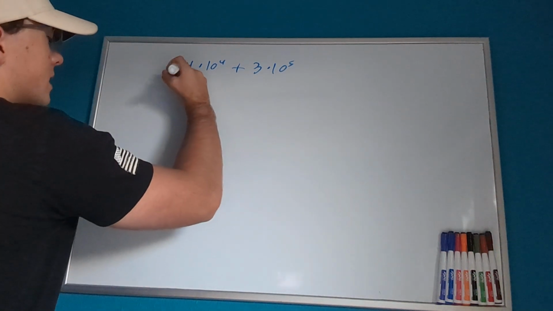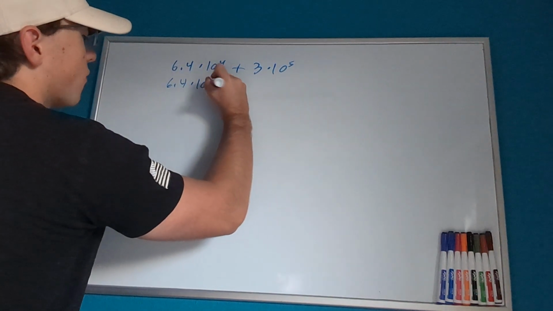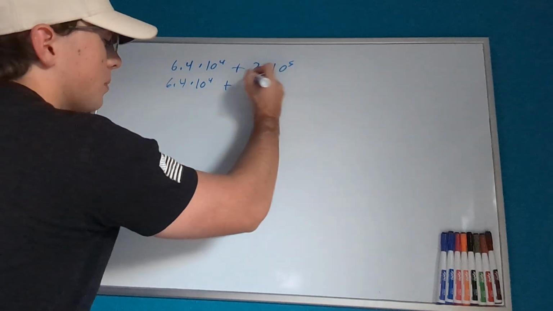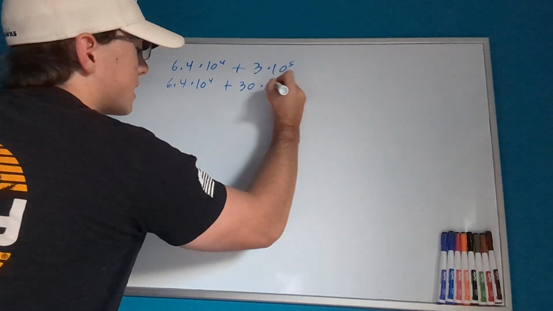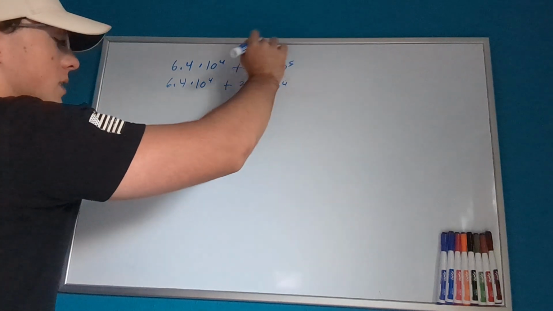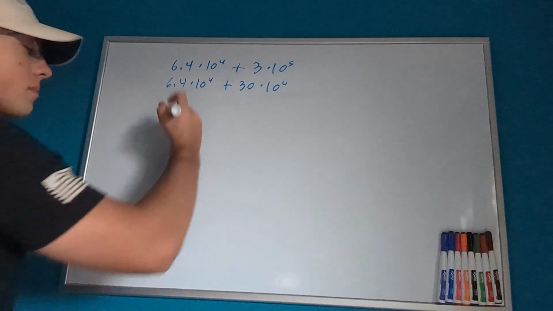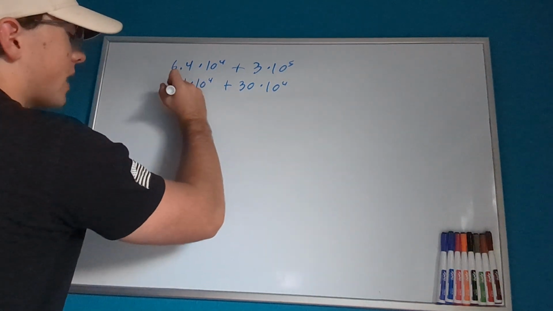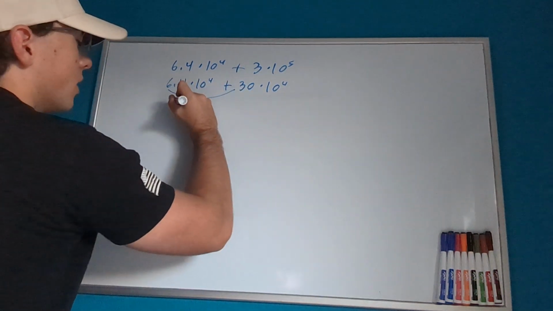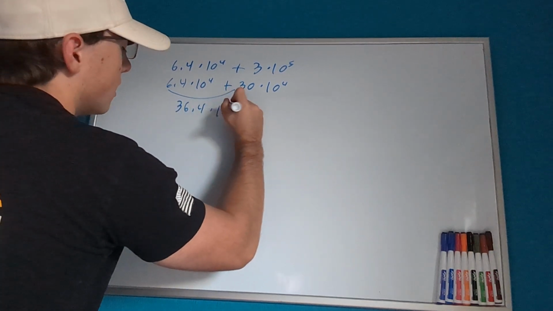So we're going to get 6.4 times 10 to the 4th plus, this is going to become 30 times 10 to the 4th, right? Because we decreased this by 10, so we must increase that by 10 in order for them to be the same number, right? Then, from there, we just add these two together. So we get 36.4 times 10 to the fourth.